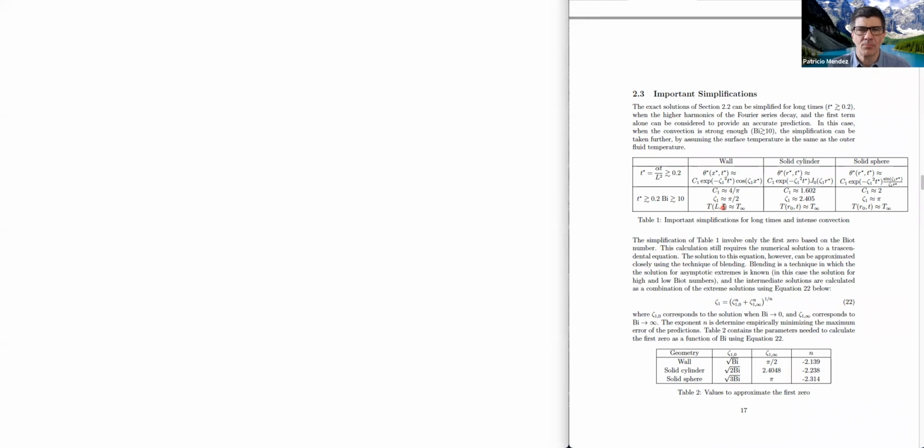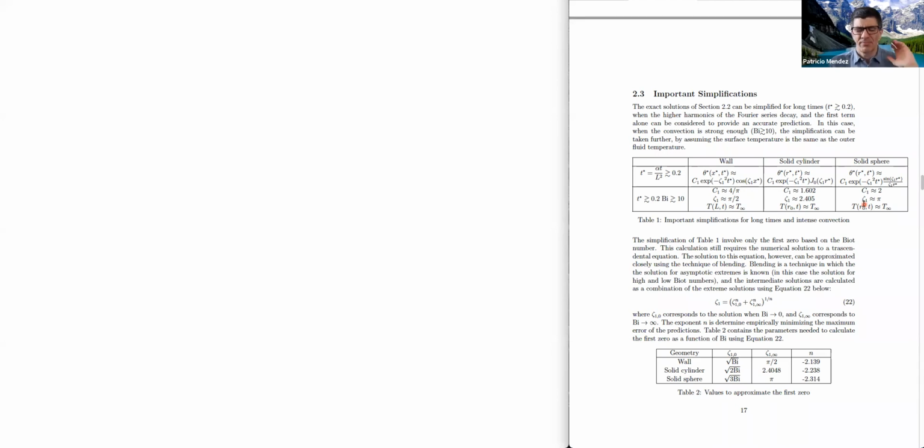This implicit equation, this is a solution for the case of Biot tends to infinity. And the temperature on the surface becomes the temperature of the fluid. Same for the cylinder and same for a sphere. In the case of the sphere, C1 equals 2, and we're going to see that it plays a role. Zeta 1 is pi. And in all cases, the temperature of the surface is more or less the temperature of the fluid.